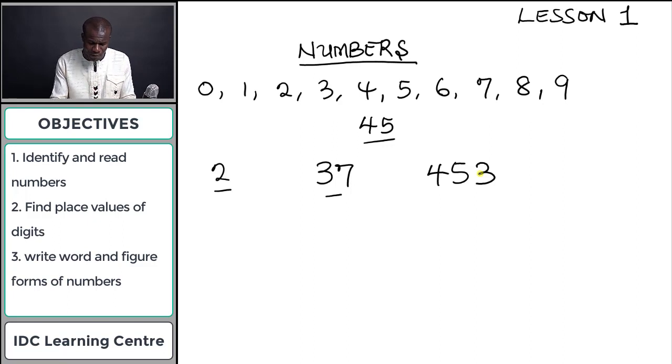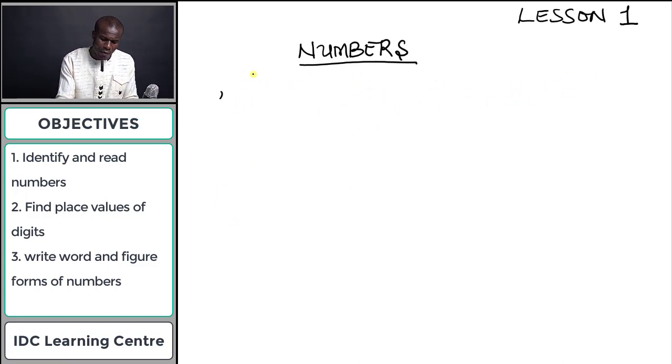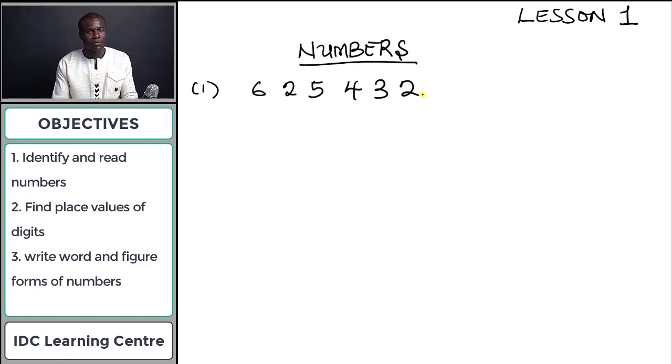Let's go straight to the first subtopic for today. We'll be looking at identifying and reading numbers. Alright, the first example we are going to take, example 1. Okay, let's take this number 625432. Now this is a 6-digit number. The first thing I want you to do is to please learn how to group your number. To group your number, you start from the first digit at the right and group in threes. For this number, we count 1, 2, 3 and we introduce a comma to group them.